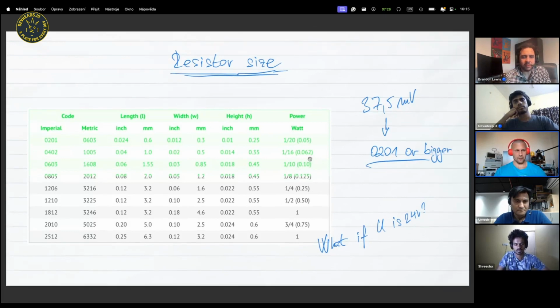In the previous example, the size was 0201, which is a resistor with a length of 0.6 times 0.3, very small. And now we need to use 3 pieces of 3.2 millimeter times 1.6 millimeter size resistors. So a completely different situation.